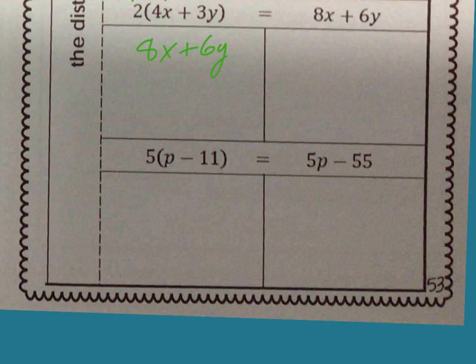One last one here. 5 times p is 5p. And 5 times negative 11 is negative 55. Does it match up with what we have over here? Yeah, it does. I'm going to do the second part of these notes tomorrow. So let's practice doing this today. Let's move on to your practice.